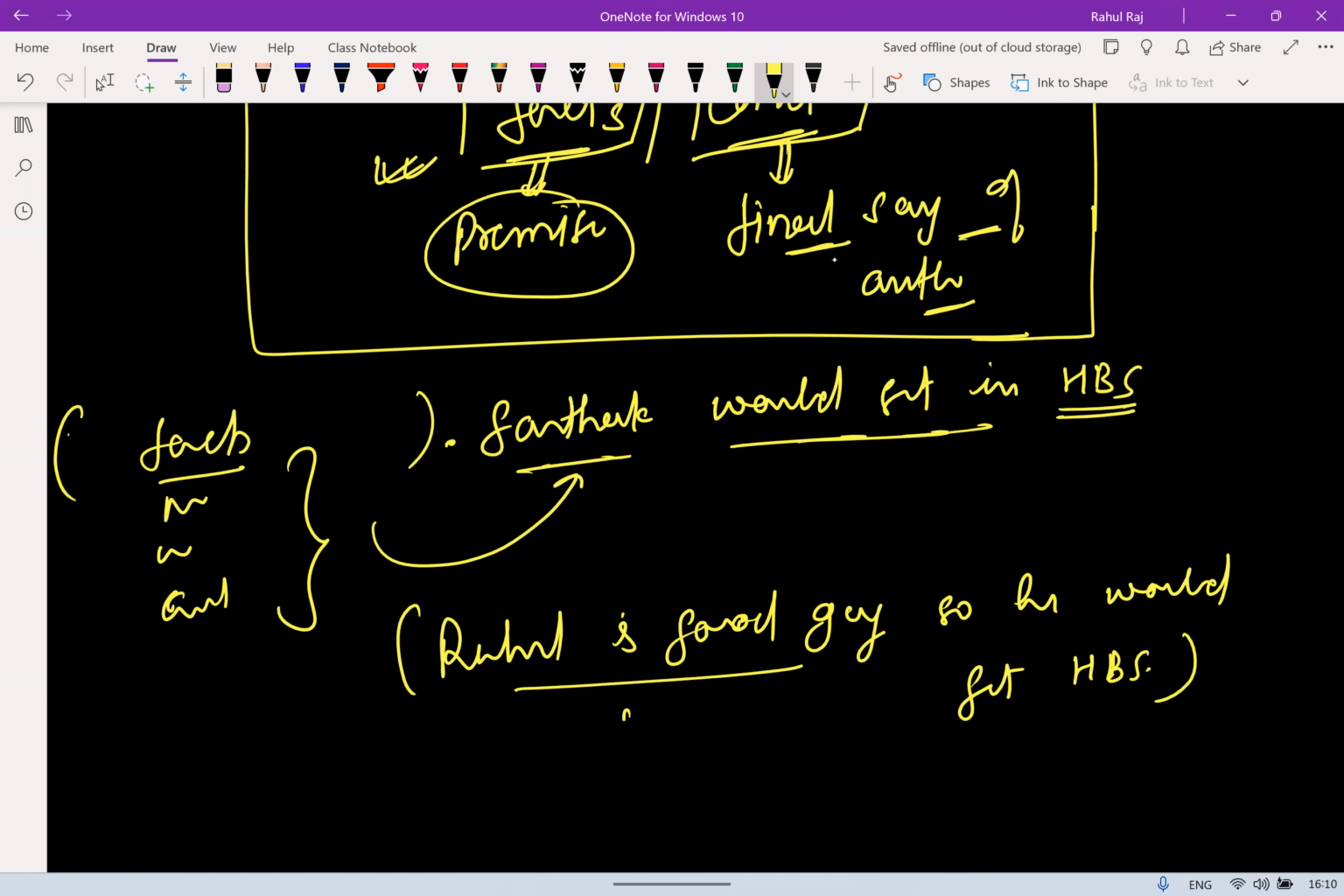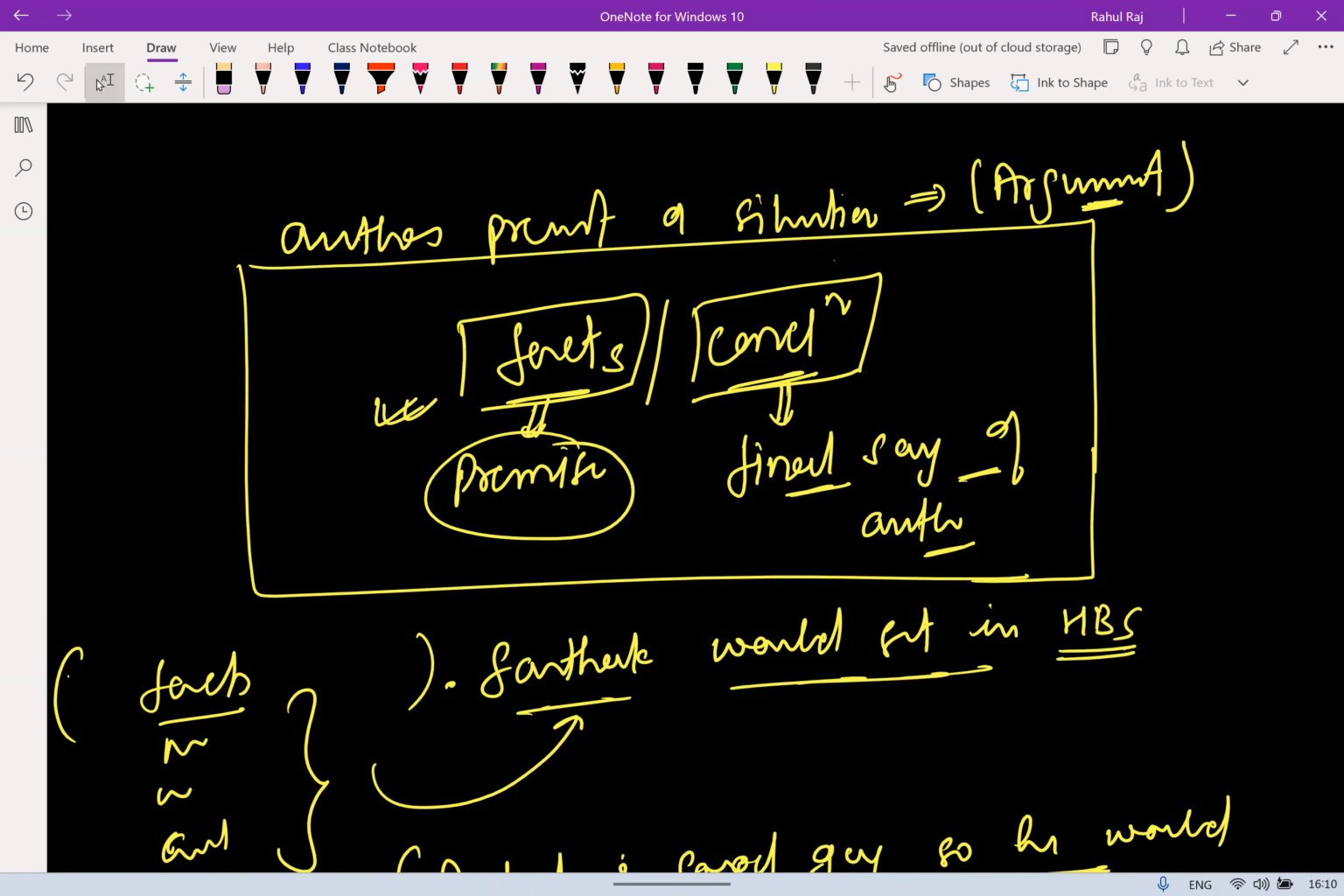Rahul is a good guy is a fact. And based on this fact, I have presented a conclusion. Final, what I want to say about Rahul. So I would say Rahul is a good guy, he's a gold medalist, he's a university topper, and that's the reason he would get into Harvard. So please ensure in any critical reasoning arguments, you have facts, you have conclusion.